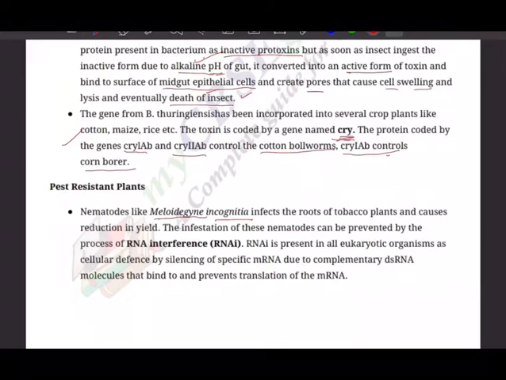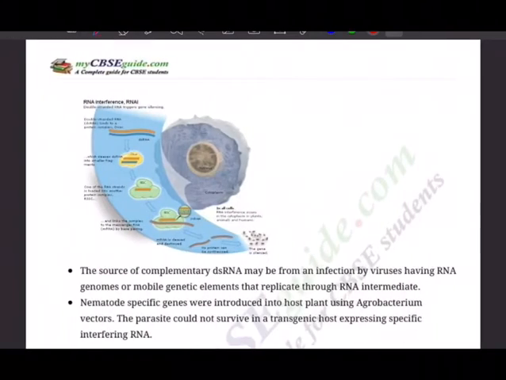The infection of these nematodes can be prevented by a process called RNA interference. RNAi is present in all eukaryotic organisms as a cellular defense by silencing of specified mRNA. This is important: silencing of mRNA due to complementary dsRNA. DS means double-stranded RNA, and that binds to mRNA and prevents translation of mRNA. Once the translation is not done, naturally silencing of mRNA takes place.